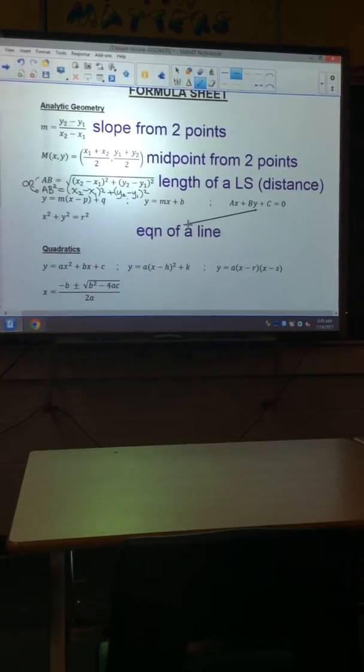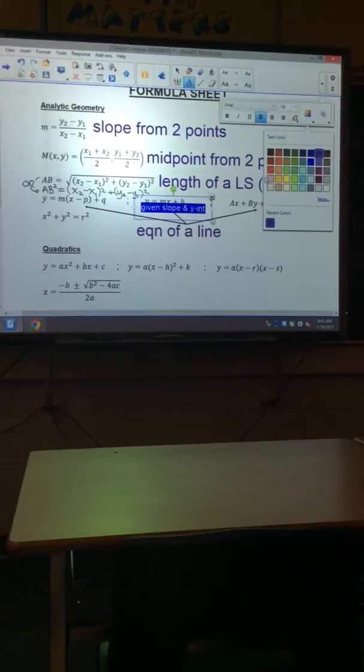Okay, so which one is the slope y-intercept form? The middle one, exactly. This y equals mx plus b, that's slope y-intercept. So this is the one you're going to use if you're given your slope and your y-intercept. What are the other two?